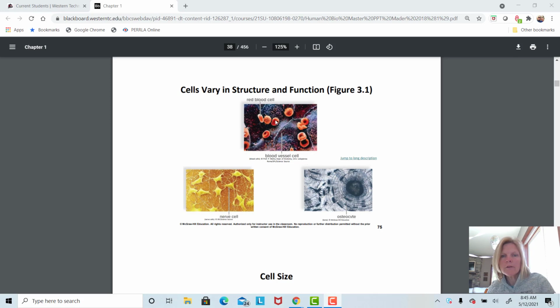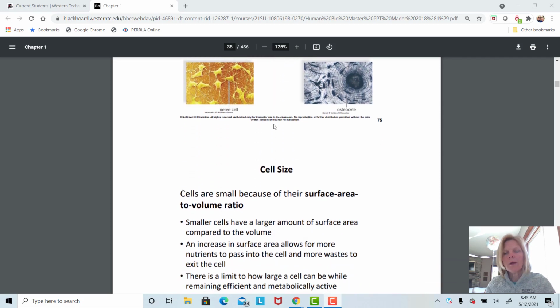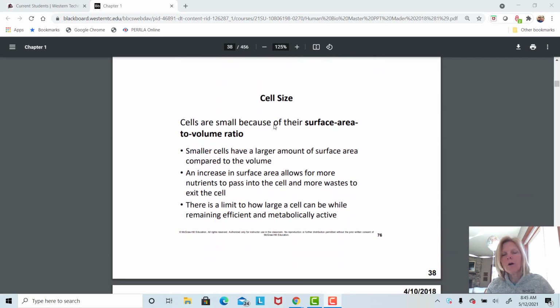And these red cells in the top picture here are blood cells, and their job is to carry carbon dioxide and oxygen, keeping all the cells of the body provided with gases such as oxygen, and picking up carbon dioxide to be exhaled. So we have a variety of cells in the body, and they all have a variety of functions.